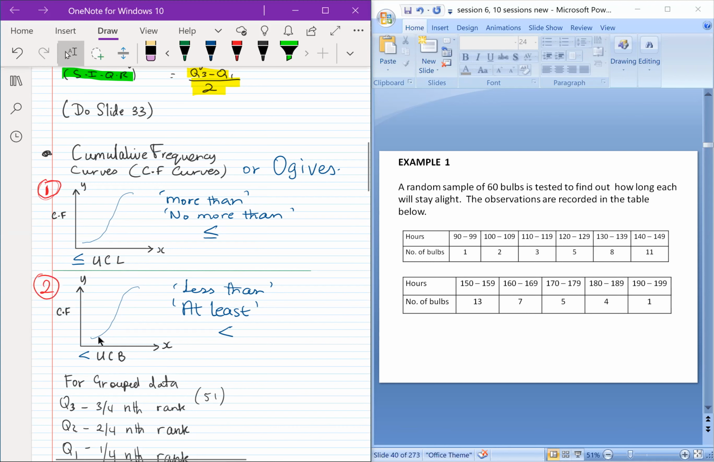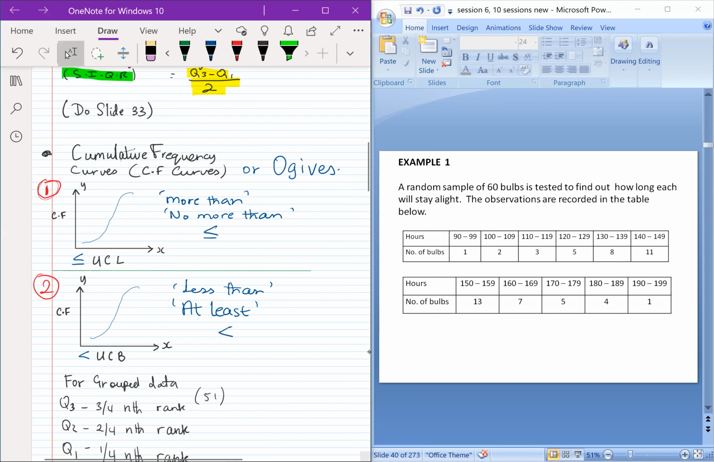Now, how do I know which one to use? Well, when I read the question, if I see these words or their equivalent, or I could interpret them, then I know to draw this option, option 1, which is the words more than or no more than in the question. In this case, I would use less than or equal to values. So less than or equal to whatever the upper class limit is, that's what is going to be plotted here. In case 2, once I see the words less than or at least, then I know I have to put the upper class boundaries on the x-axis, and I'll be using less than values, less than whatever the upper class boundaries are. Okay, so this little diagram here kind of summarizes a lot of what we would have just looked at.